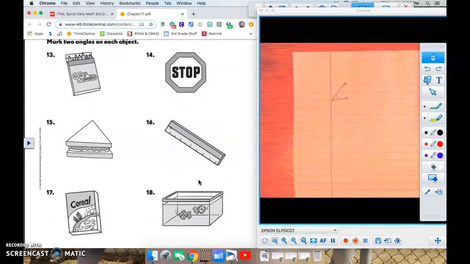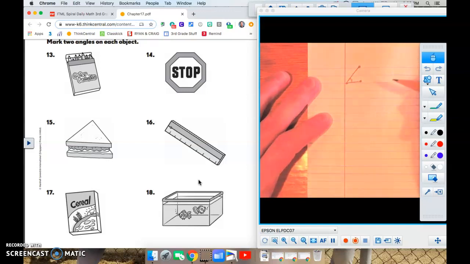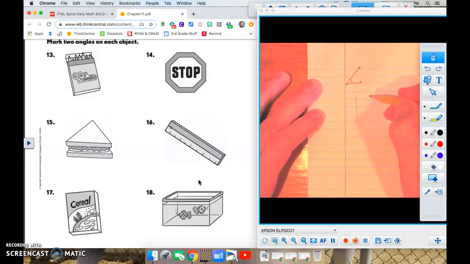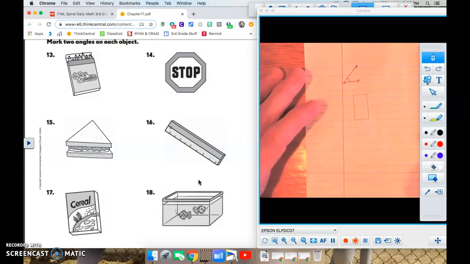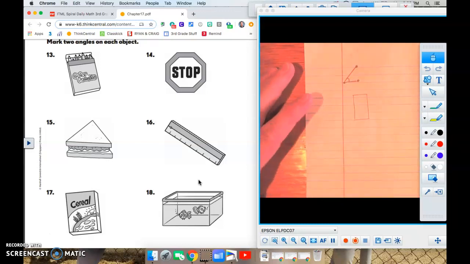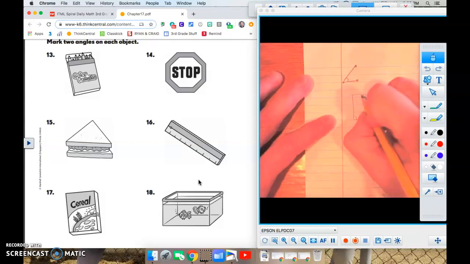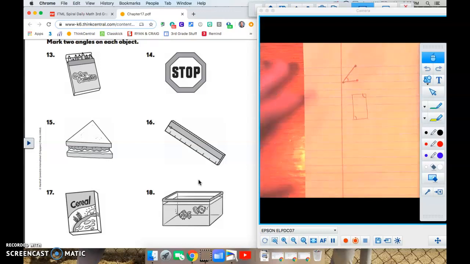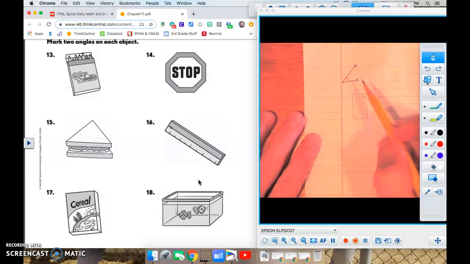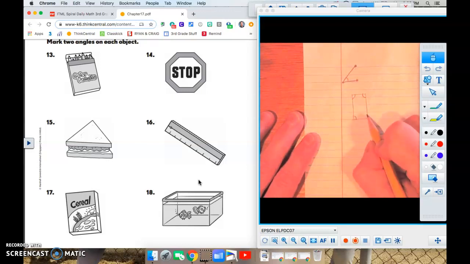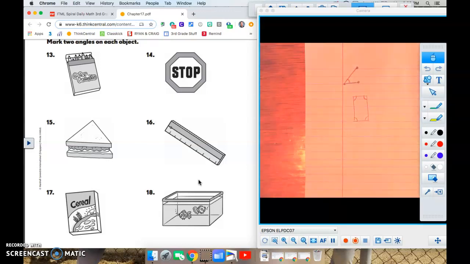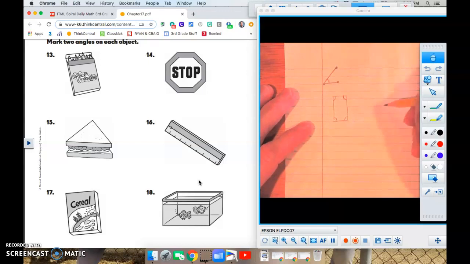For these next ones here, 13, 14, 15, 16, 17, and 18, I'm just going to do a couple of them, okay? Here's our box of colored pencils. What we're going to do is it's asking us to mark two angles. So I'm going to mark it by just drawing that little line right there. So there's an angle, and there's an angle. You could do this one. You could do that one. There's a bunch of angles on there, okay? 14, there's a stop sign. Let's see here.